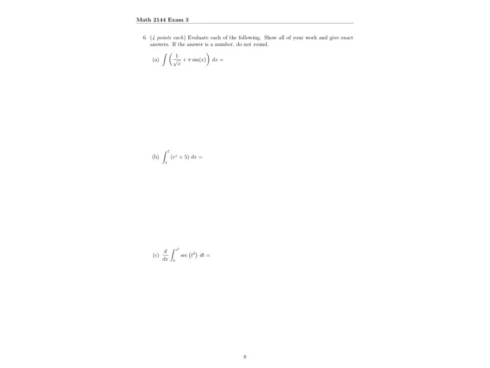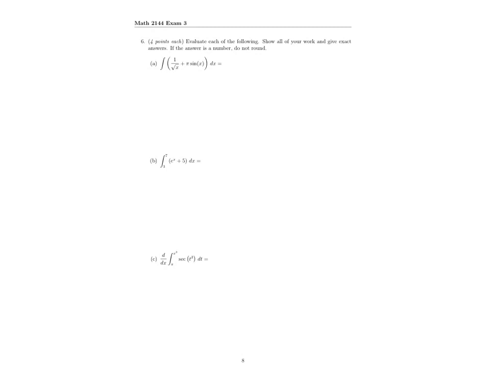We could rewrite 1 over square root of x as the integral of x to the negative 1/2 plus pi sine x dx. And when I integrate x to the negative 1/2, I'm going to add 1 to the power, so it's going to be x to the 1/2 over 1/2, which could be multiplied by 2, plus pi is just a constant.